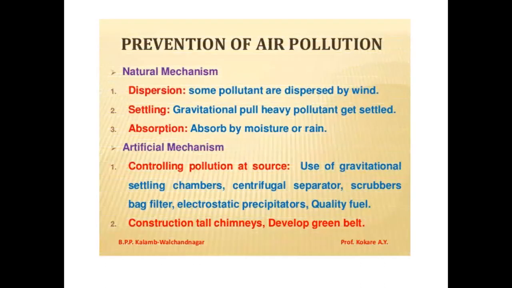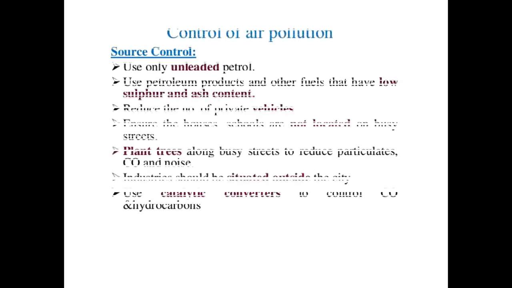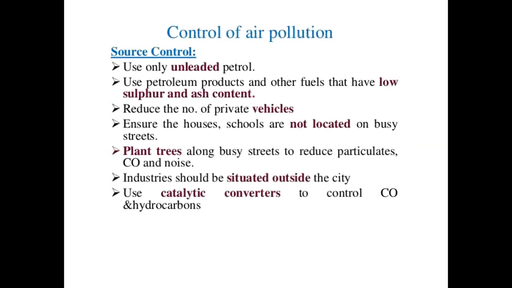Now, how to prevent air pollution? We know the natural mechanisms, that is dispersion, settling, and absorption, and artificial mechanisms: controlling pollution at source, constructing tall chimneys, developing green belts, using only unleaded petrol, using petrol products with low sulfur and ash content, reducing the number of private vehicles, planting trees. Industries should be situated outside, use catalytic converters, and control CO and hydrocarbons. We must control the sources from which they are produced, right?